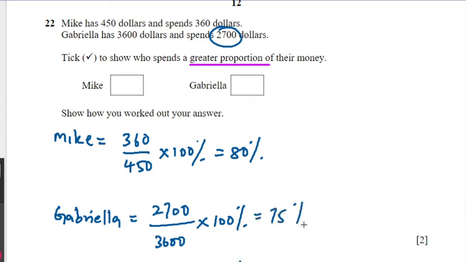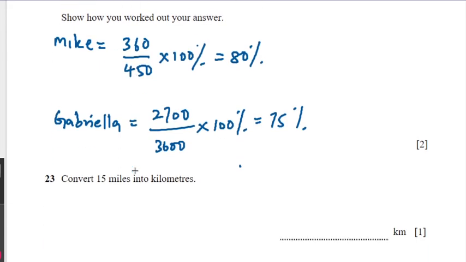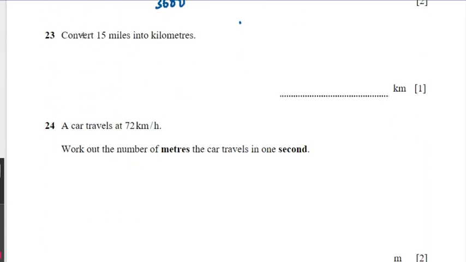So from here we can see the one that spent more is Mike. So you tick Mike, okay? Because Mike spent 80%, right? Gabriel only spent 75% of his money. Alright? Okay. Move on.